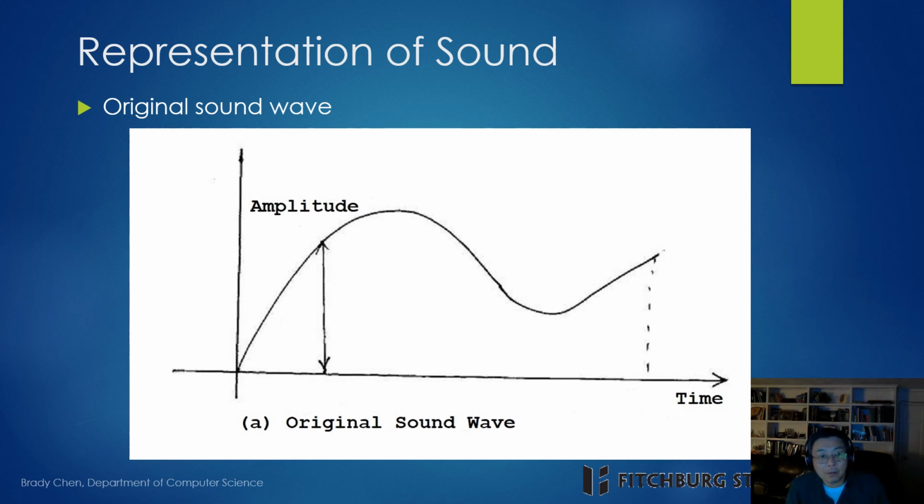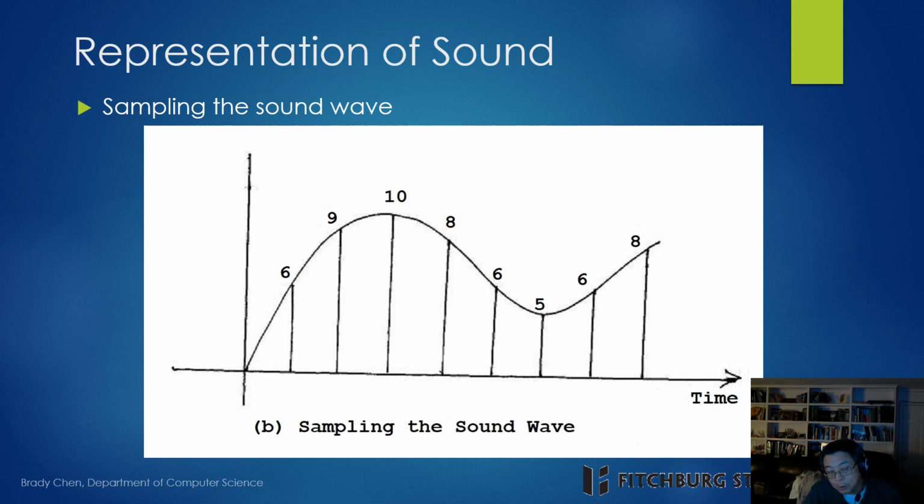Now let's look at this diagram. This diagram represents a sound wave. The horizontal axis represents time, and this axis represents the amplitude. This is the analog signal, which is represented by a continuous function. Now, how can we convert this analog sound into a digital signal?